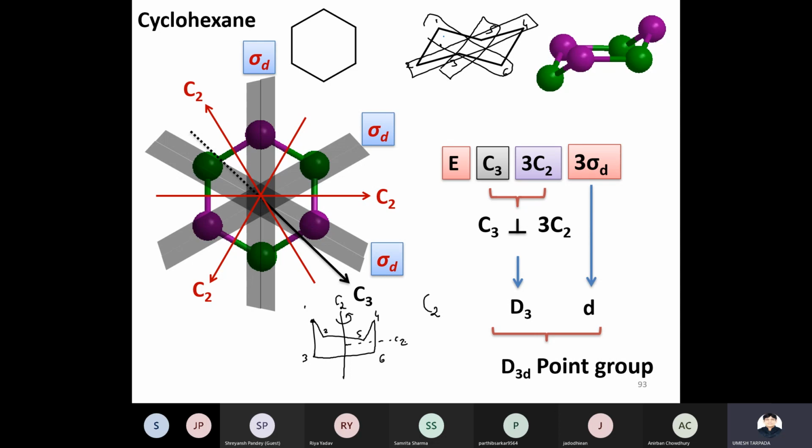Now, is there a horizontal plane? Is there a sigma h in this? Yes sir. Where? This is the principal axis, can you take a perpendicular to it? No. But this plane is called sigma; this sigma h cannot be taken. But this plane is there. This is called a vertical plane, sigma v, and therefore the point group is C2v. Like a bent type shape, like a V shape or like the shape of H2O. That type of shape is there. So it's C2v.